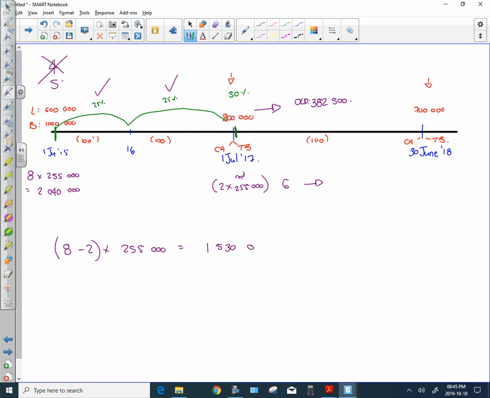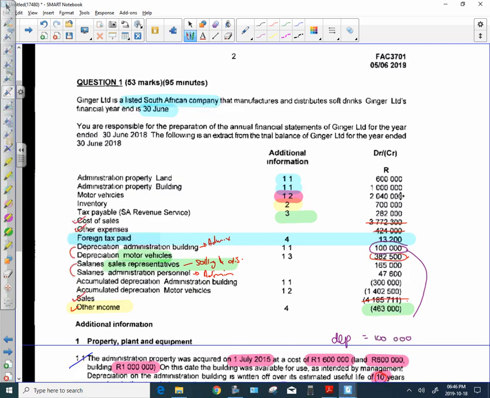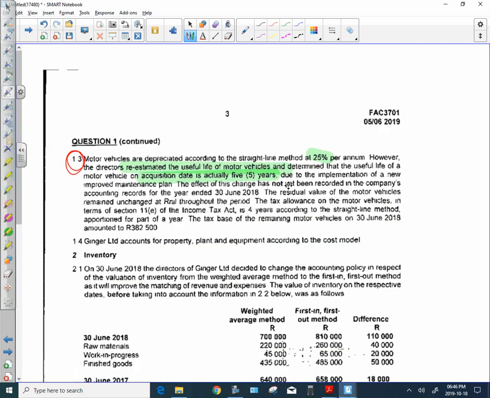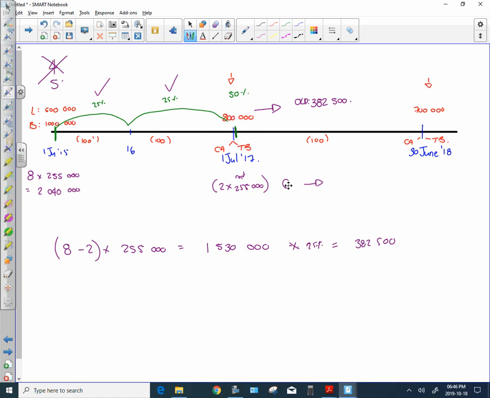1530 times 25% would be 382,500. So you can see that the depreciation they already wrote off was based on the old depreciation. They have now changed that depreciation and say these vehicles have a useful life of 5 years. Do you agree that, having had 2 years pass, my remaining useful life would now be 3 years?